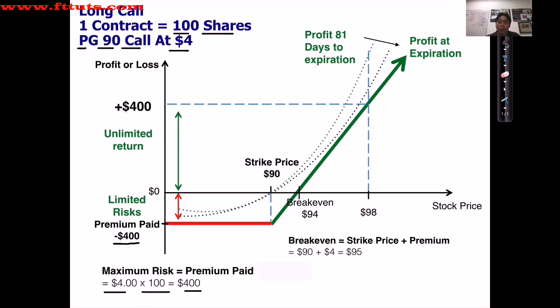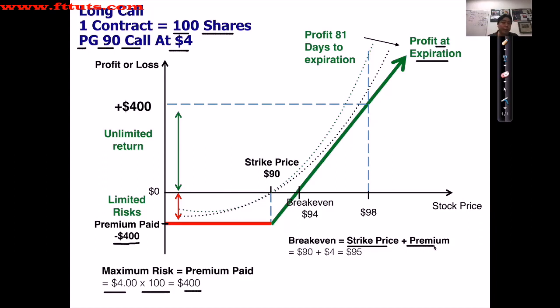So what's our break-even price? Bear in mind your break-even price at expiration. Recall, at expiration, there's no more extrinsic value, which means there's no more time value and no more volatility. So at expiration, the only value is intrinsic value. Recall that from lesson 1? Okay. So at expiration, what's the break-even price? Your break-even price would simply be the strike price plus the premium that you pay.